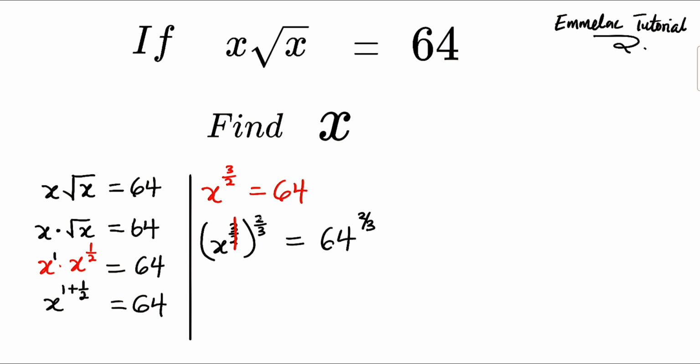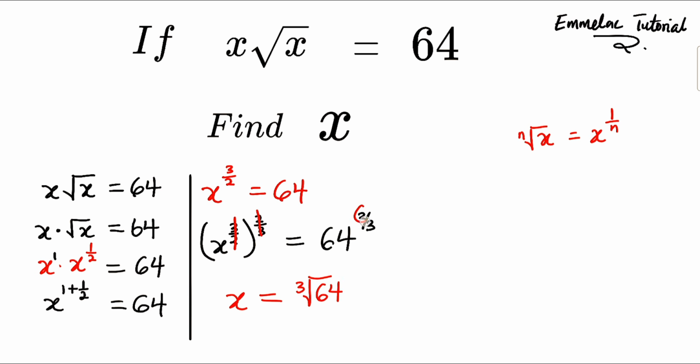So this cancels out, and we are left with x equals 64 raised to 2 over 3. At this point, all we just need to do is recall that if you have the nth root of x, this gives us x raised to 1 over n. Now since we have 64 raised to 2 over 3, take note of this denominator, which is 3. It implies the cube root of 64.